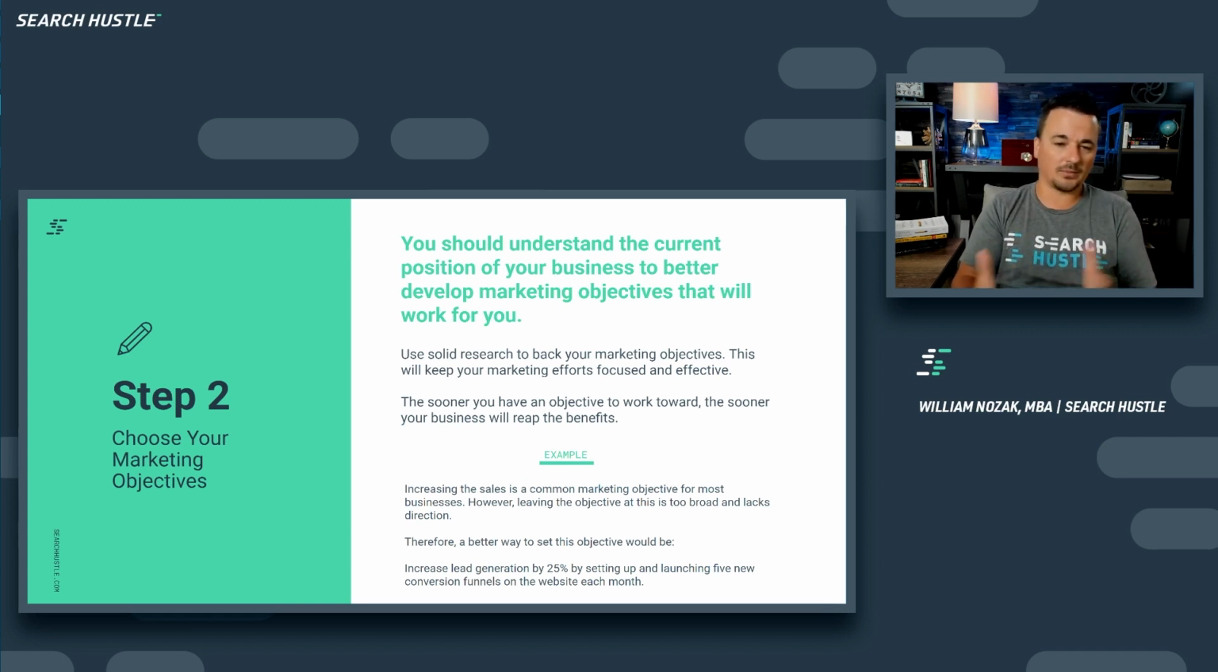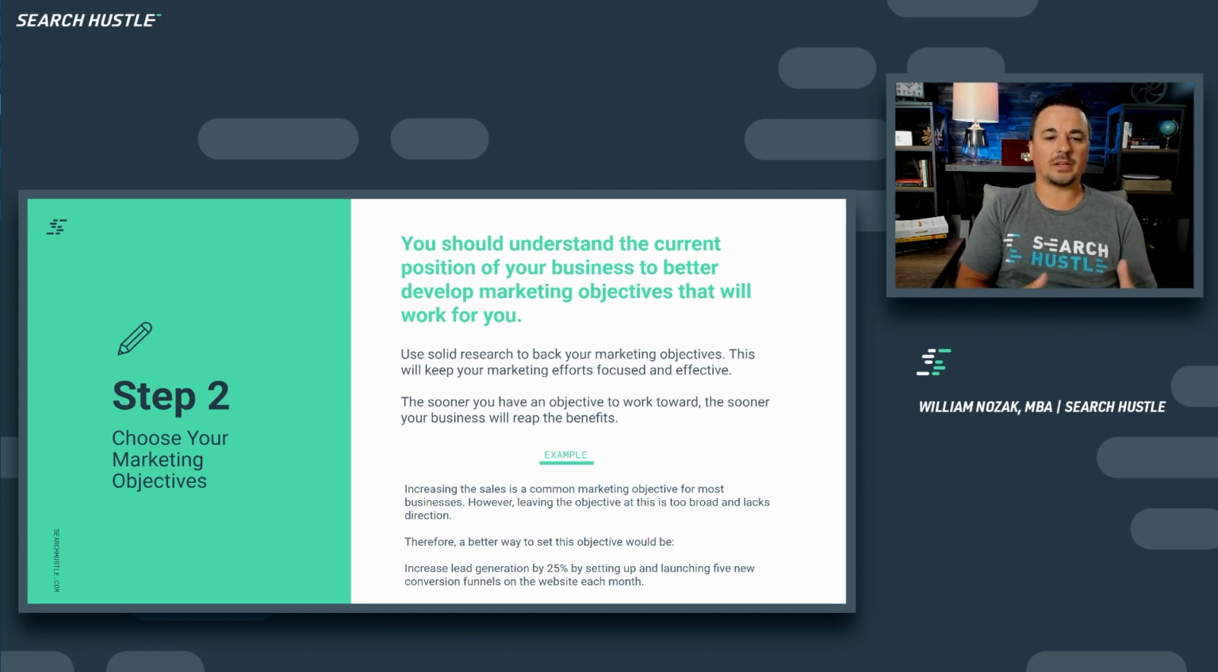Short game, long game for marketing, they really are very connected. So, some examples. Increase the sales is a common marketing objective for most businesses. However, leaving the objective at this is too broad and it really lacks direction. Increase sales, right? That makes no sense. Increasing sales to a specific market, to a specific segment of a specific service. Now we can start to devise a plan to get there.